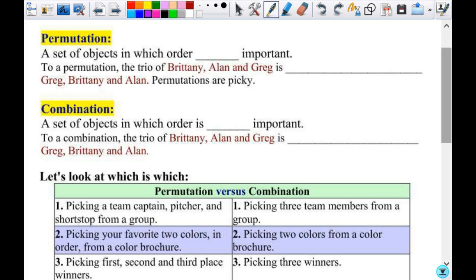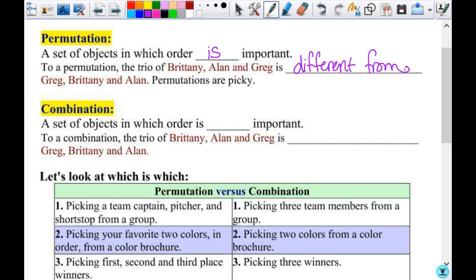So a permutation is a set of objects in which order is important. Okay, order is important. Therefore, to a permutation, the trio of Brittany, Alan, and Greg is different from Greg, Brittany, and Alan. Brittany, Alan, and Greg is different than Greg, Brittany, and Alan because the order matters. It's not just about which people are in it, right?